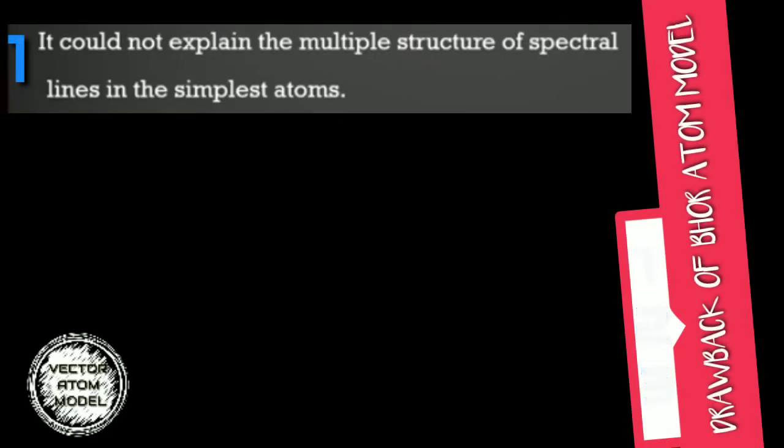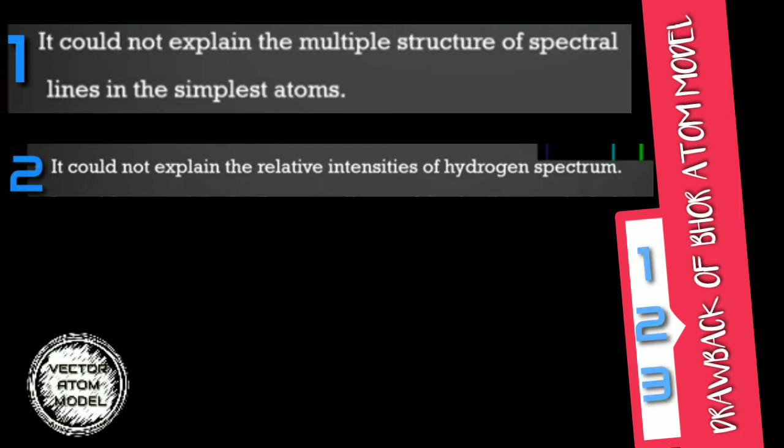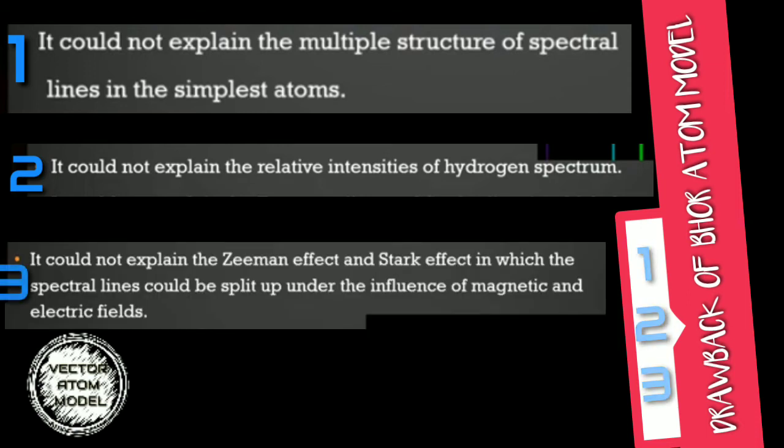First drawback is it could not explain the fine structure of spectral lines. It could not explain the relative intensity of hydrogen spectra is the second drawback of Bohr atom model. Third one is it could not explain the Zeeman effect and Stark effect, in which the spectral lines could be split up under the influence of a magnetic field or electric field.